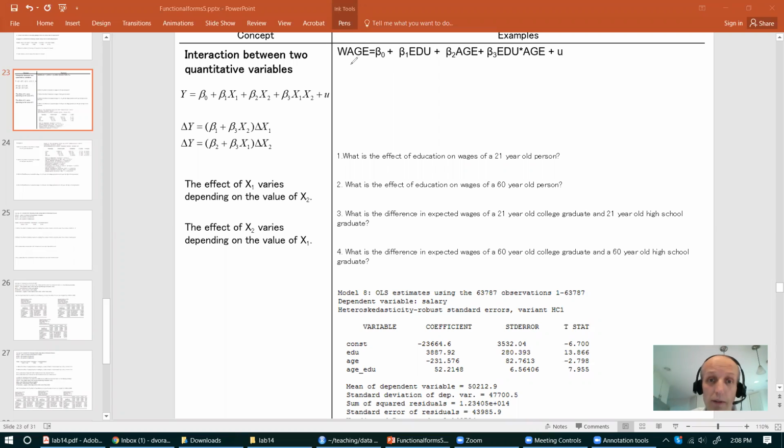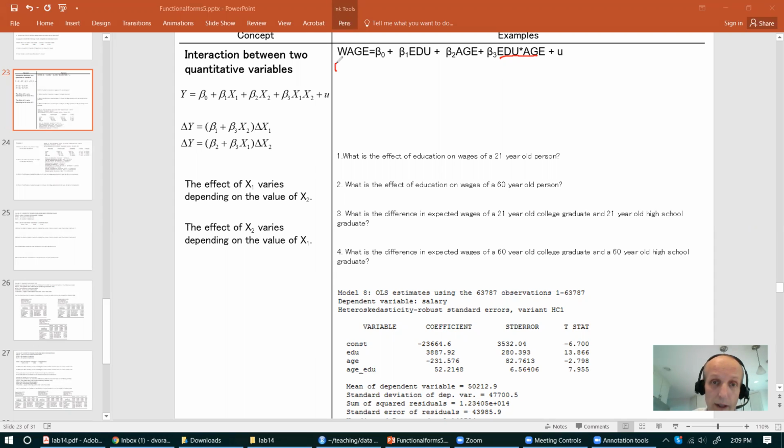So suppose we have a regression where we regress a salary or wage on years of education, age, and then an interaction between education and age. How does that change the interpretation of beta 1 and beta 2 coefficients? And what is the interpretation of the beta 3 coefficient? So let's see if we can write down some conditional expected values.